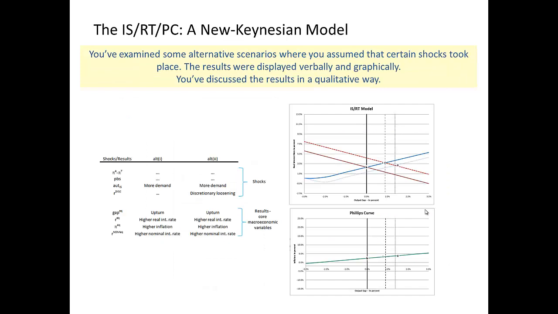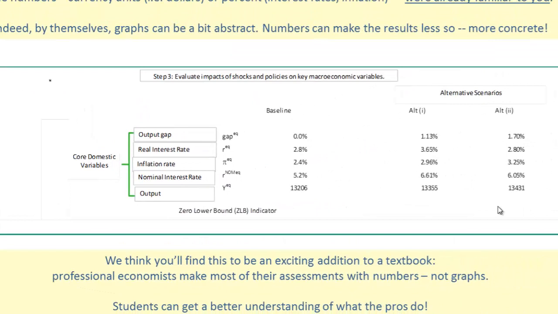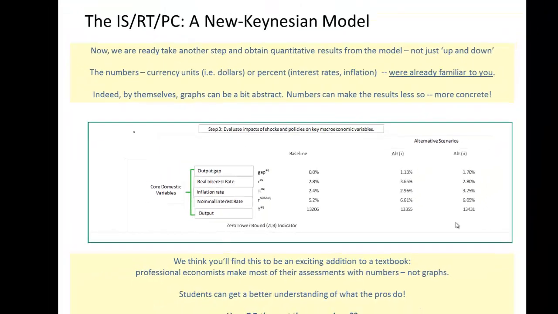You've examined some alternative scenarios where you assumed that certain shocks took place, and your results were displayed in a verbal and graphical way, and that allowed you to discuss the results qualitatively. But now we're ready to take another step. We're ready to obtain quantitative results from the model. Numbers, not just up and down.